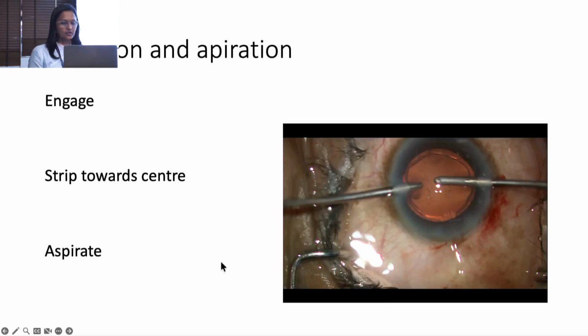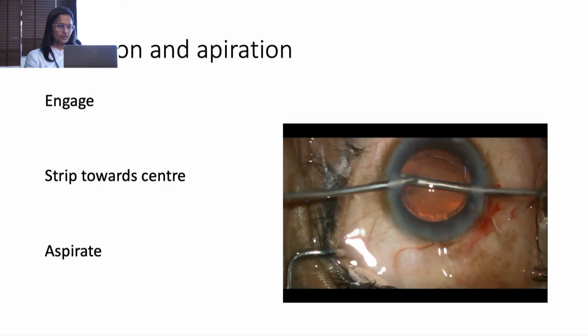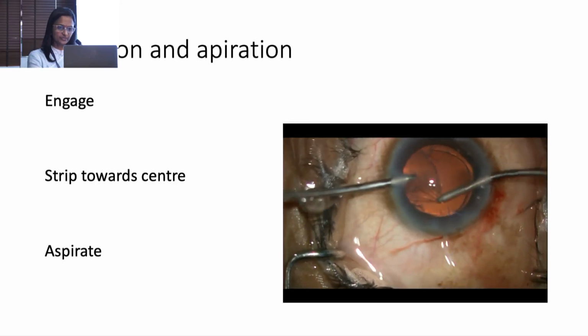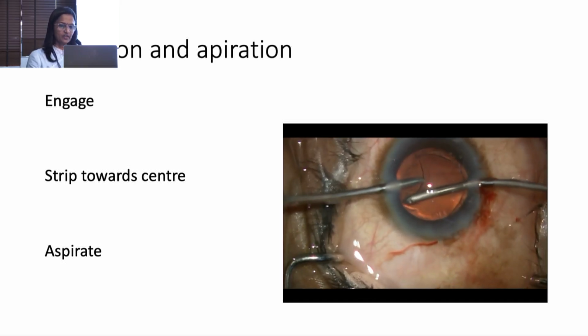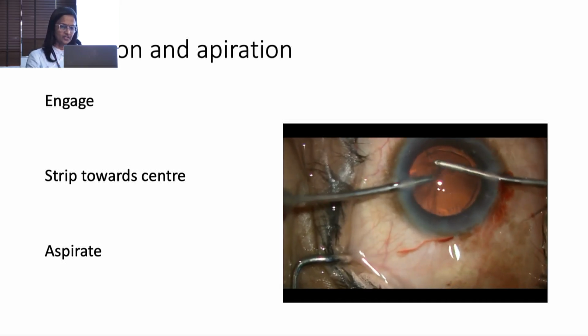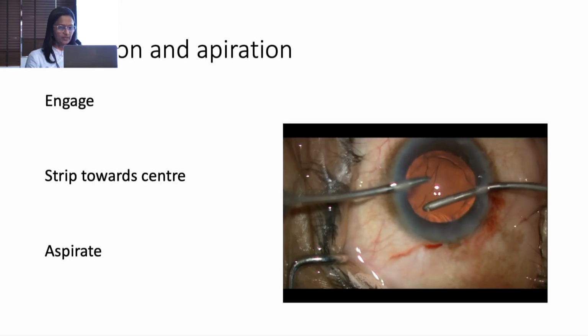Once you are done with the quadrant removal, then you have to do the irrigation and aspiration. The principle here is to engage the cortex and then strip it towards the center, and from the center aspirate it, and go on in either a clockwise or anti-clockwise manner, whichever you are comfortable.